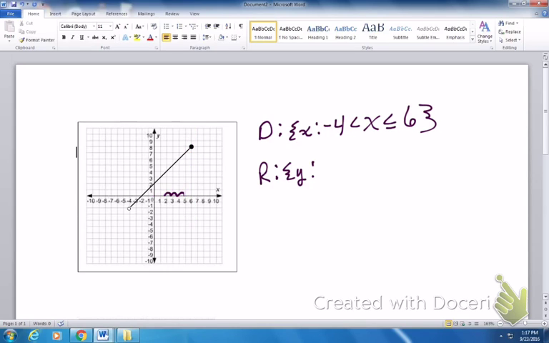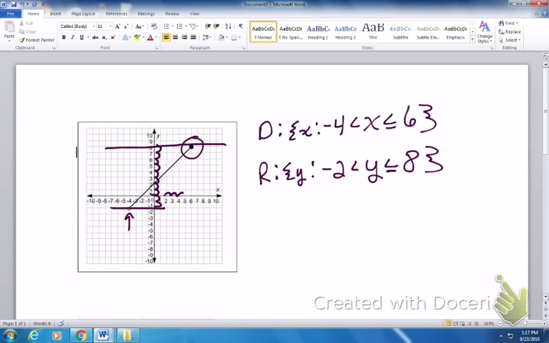Now let's talk about the range. Range is from bottom to top. So I'm going to see how low it goes. It goes down 2. So -2 is less than y. And since it's an open point, it's just less than. Now I know that's less than the highest point, which comes up here to 1, 2, 3, 4, 5, 6, 7, 8. But since at that point it's solid, it's also equal to.